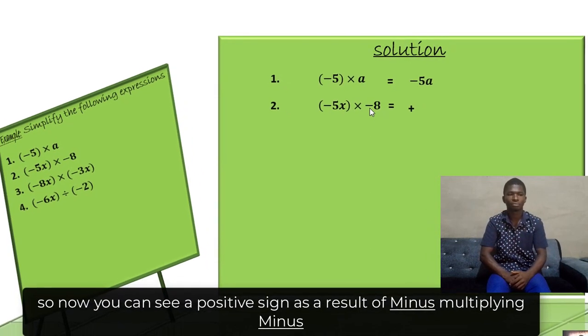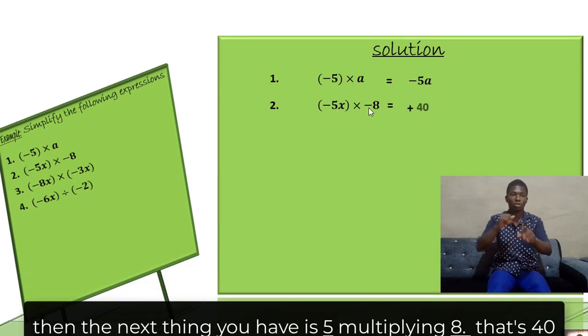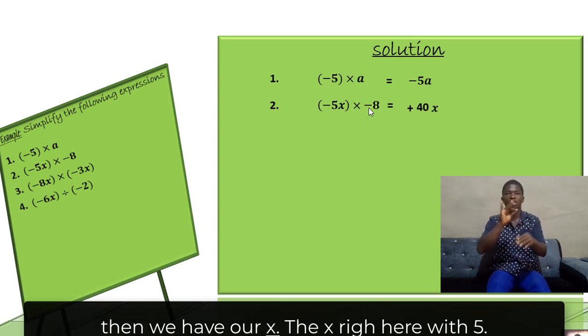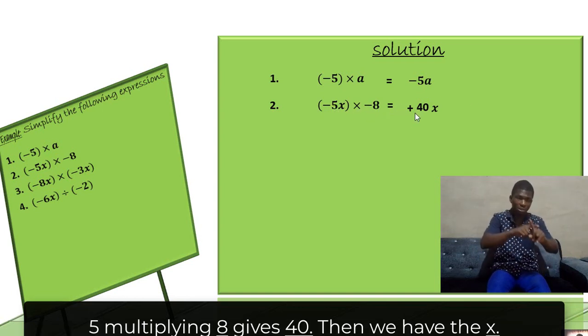You've seen a positive sign as a result of minus multiplying minus. Then the next thing we have is 5 multiplying 8, that is 40. Then we have our x, the x right here with 5. That's simple. Negative multiplying negative to give positive, 5 multiplying 8 to give 40. Then we have the x.